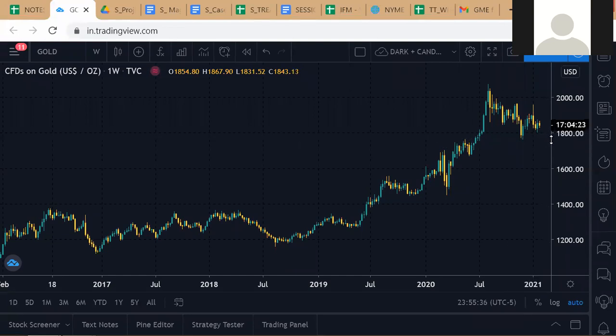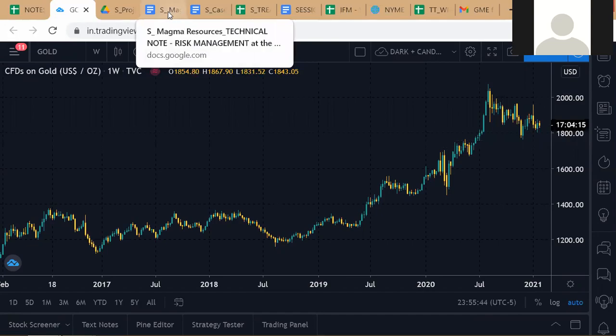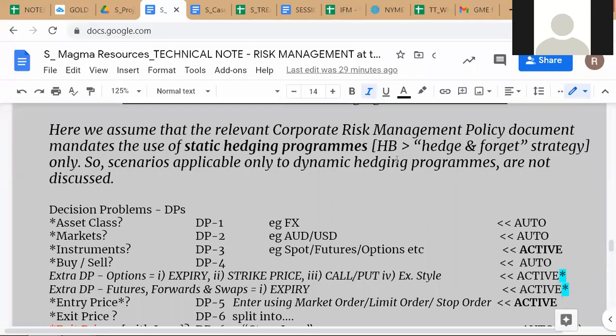You're not allowed to do anything to execute, to give effect to this view. That is the meaning of a static hedging program. Now, if you are running a dynamic hedging program, which we have not discussed here, but which you guys will be running in your project, I just wanted to keep it simple in the case of this theory, so I have assumed a static hedging program.